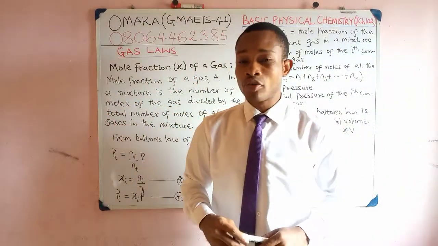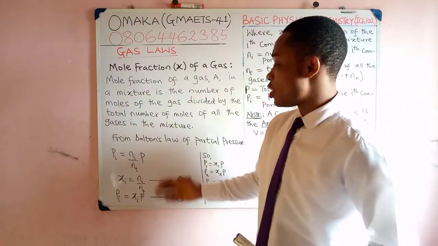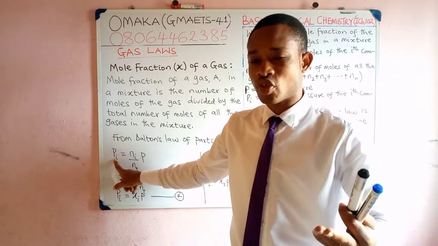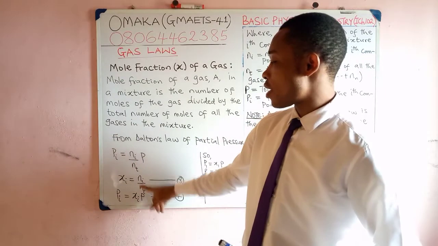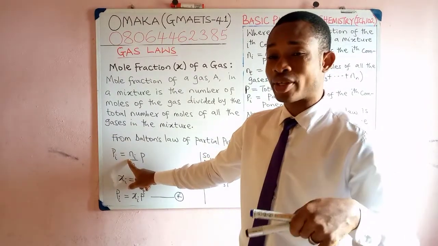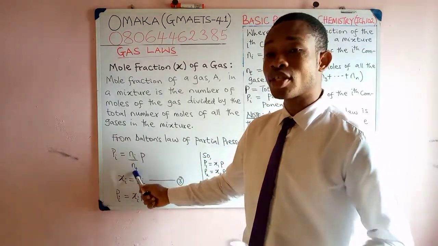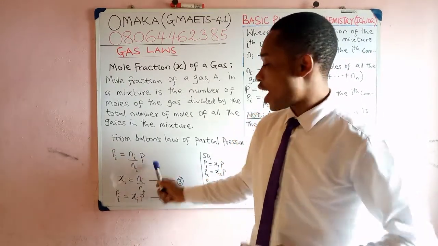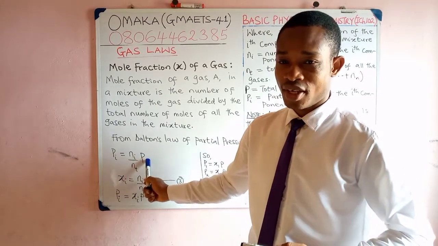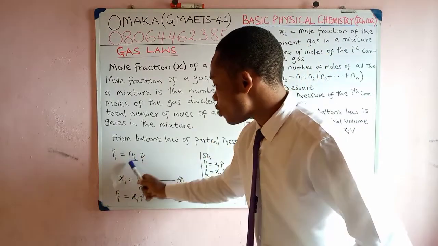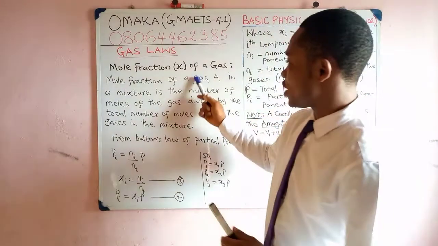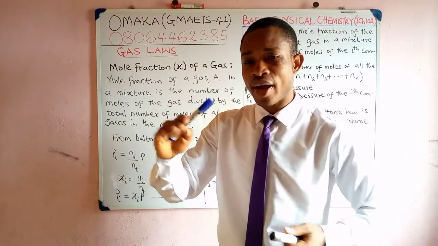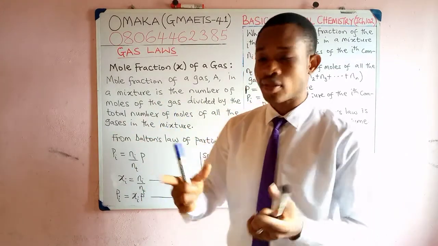Alright, now we want to talk about mole fraction. You would recall in the previous video we established the fact that the partial pressure of any component gas in a gas mixture, according to Dalton's law, is equal to the number of moles of that particular gas divided by the total number of moles, that is the summation of all the gas number of moles, times the total pressure. And now we stated that ni over nT is our mole fraction. So look at the definition. The mole fraction of any gas is the number of moles of that gas divided by the total number of moles of all the gases in the mixture.